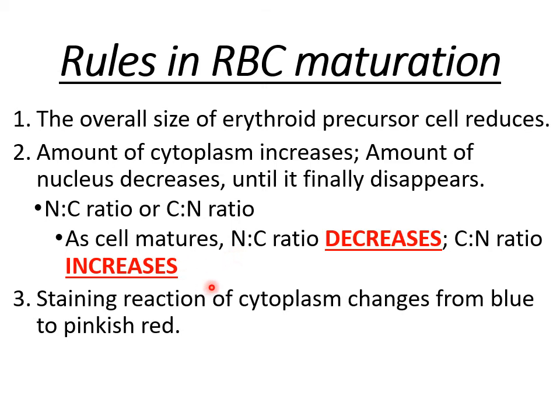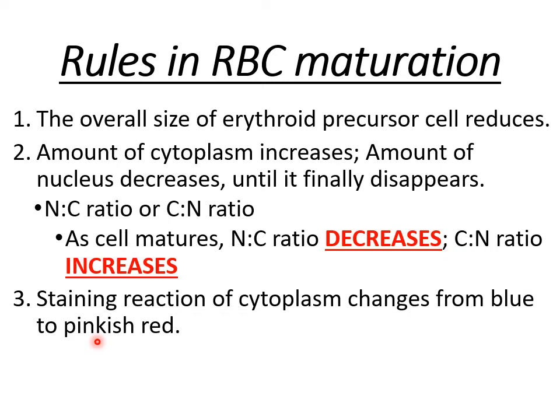As cell matures, NC ratio decreases, di ba? Dahil ang nucleus will decrease and until it finally disappear. And then CN ratio increases naman dahil yung amount of cytoplasm kailangan mag-increase. Okay? Depende yan sa question kung NC ratio ba or CN ratio ang tinatanong.